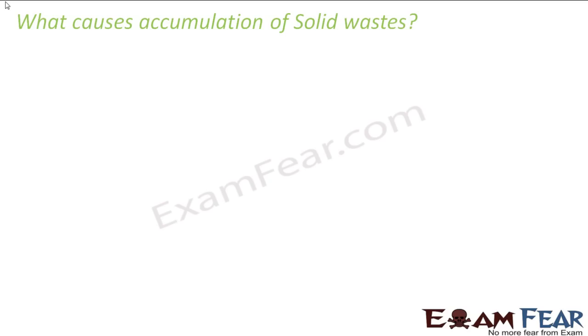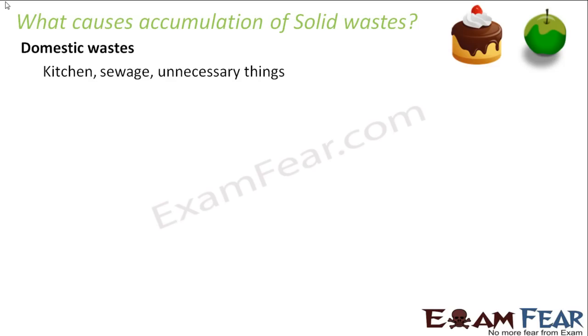So let us see what causes accumulation of solid wastes. From where do we get these solid wastes? There are various sources actually. The first is domestic wastes, maybe kitchen, sewage, unnecessary things which are of no more use to us. When I talk of kitchen, I'm talking about the vegetable wastes, maybe the food which, for example, your mother prepared for the entire family.